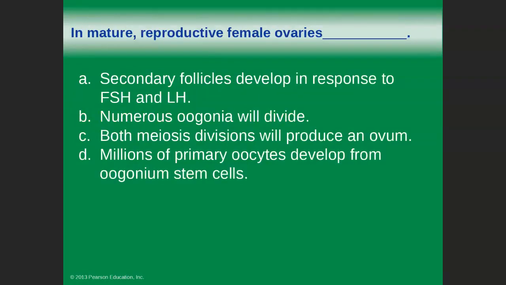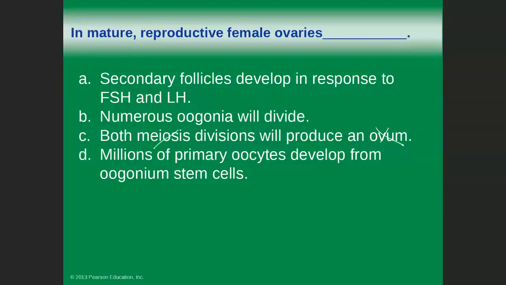In mature reproductive female ovaries, what happens? Secondary follicles develop in response to FSH; numerous oogonia; both meiosis divisions produce an ovum; millions of primary oocytes develop from ovum. Which one of these is the only true statement? You don't get numerous oogonia, you're only going to get a few hundred at the most. Both meiosis divisions produce an ovum? No, that's definitely not true.